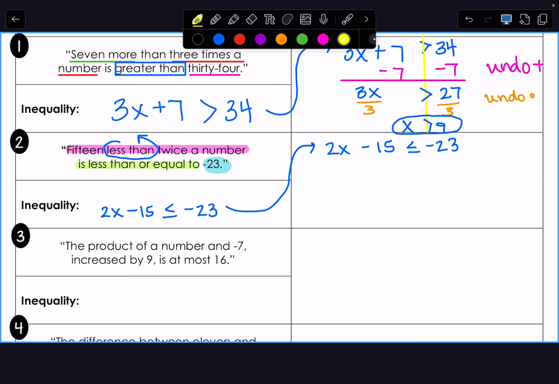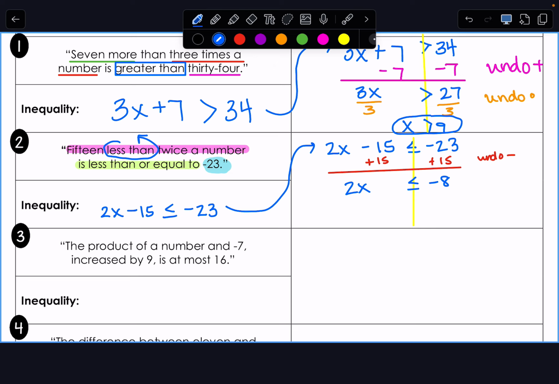All right, here we go. Jackson, what'd you do first? I did the 15 on both sides. Okay, how did you do the 15? The positive 15, both sides. Okay, you added 15 to both sides to undo the subtraction. And when that happens, we still have 2x. We still have less than or equal to, and you're saying negative 8. Do we agree? Yes.